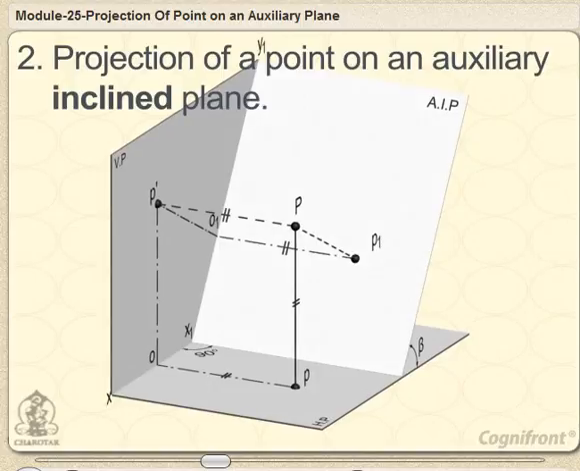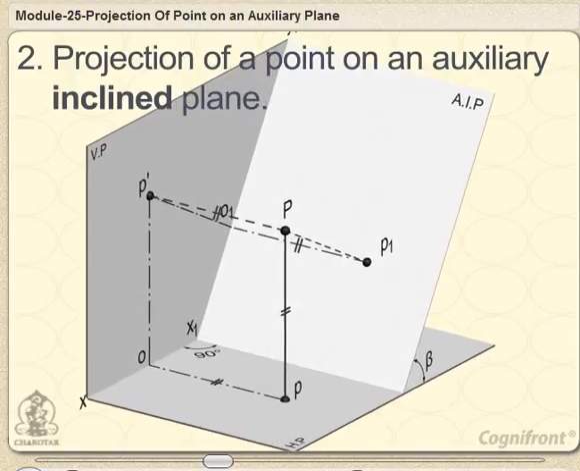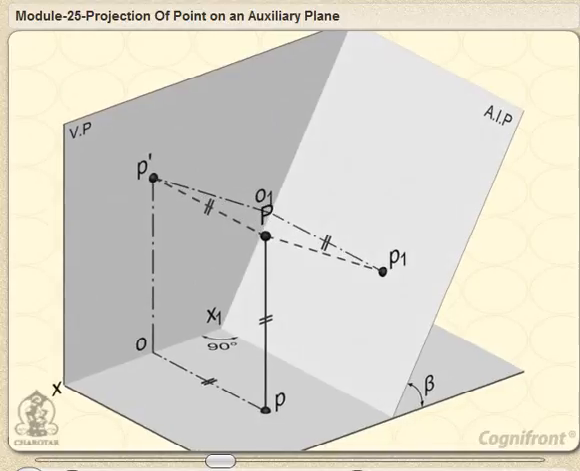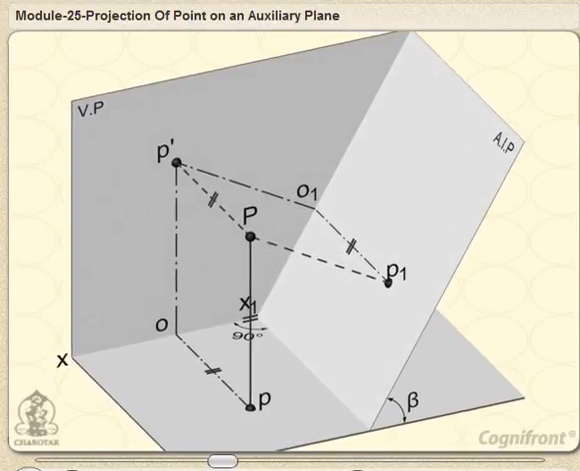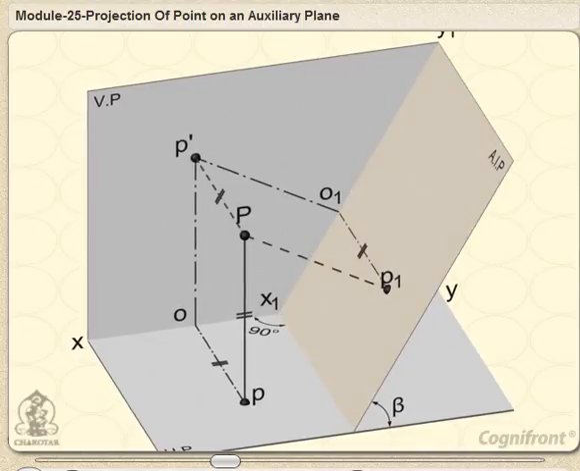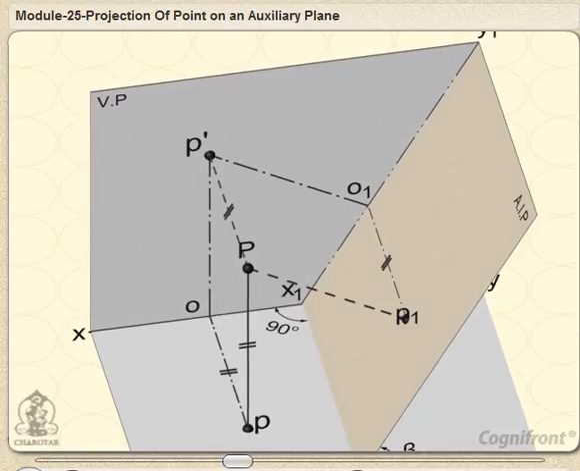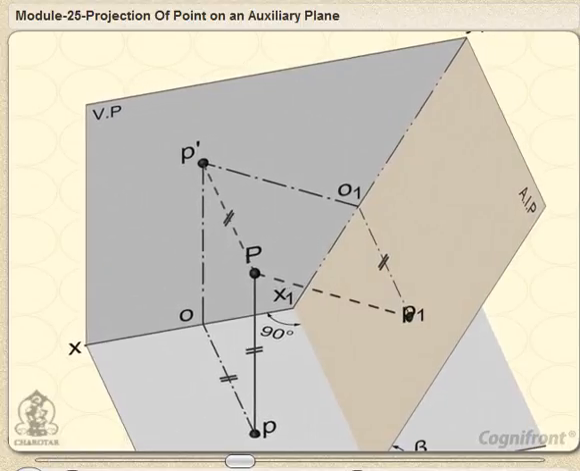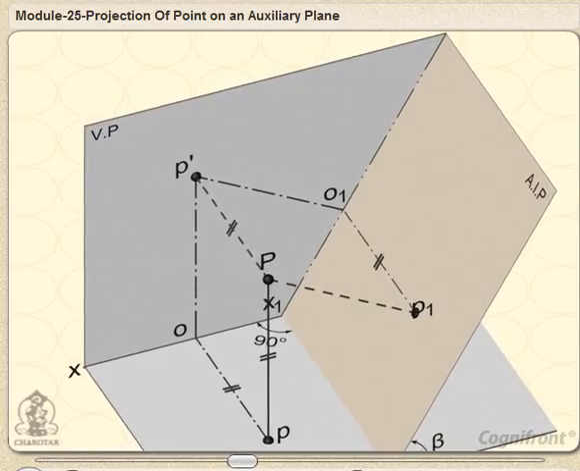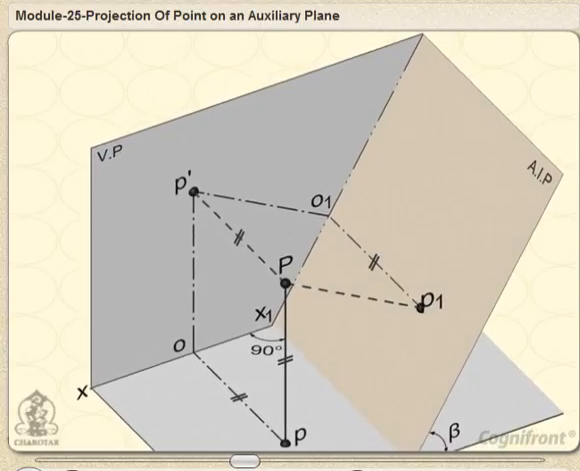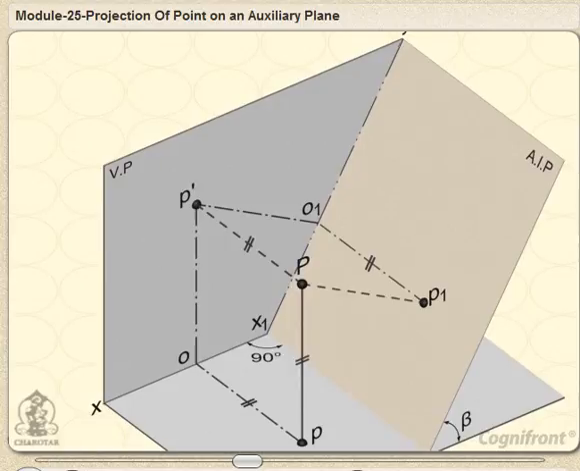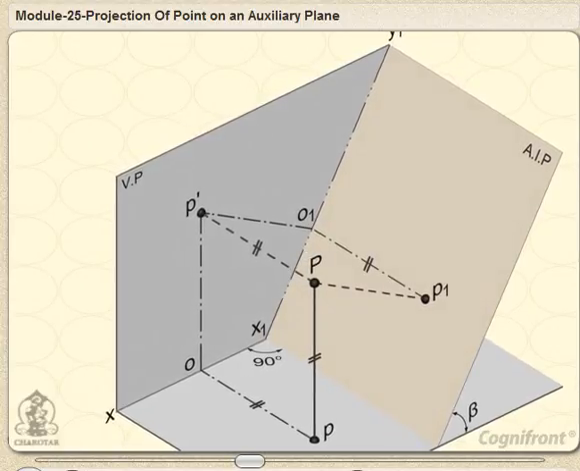Projection of a point on an auxiliary inclined plane. A point P is situated above the HP and in front of the VP. AIP is an auxiliary inclined plane making an angle beta with the HP. It meets the VP at right angles and in a line X1Y1. P' and P are respectively the front view and the top view of the point P. P1 is the auxiliary top view obtained by drawing the projector PP1 perpendicular to the AIP.